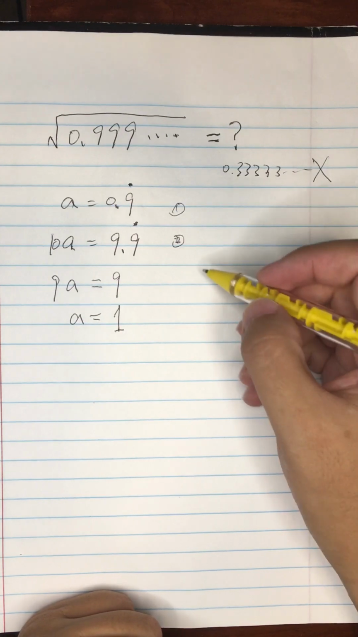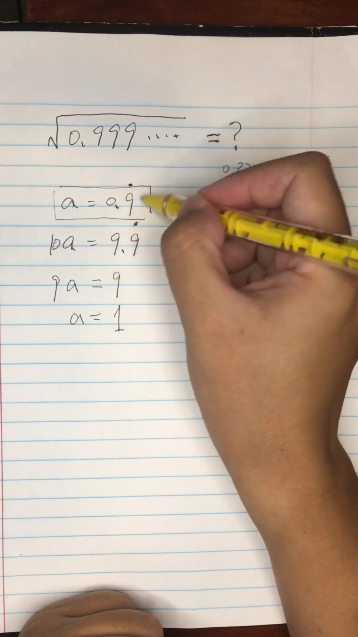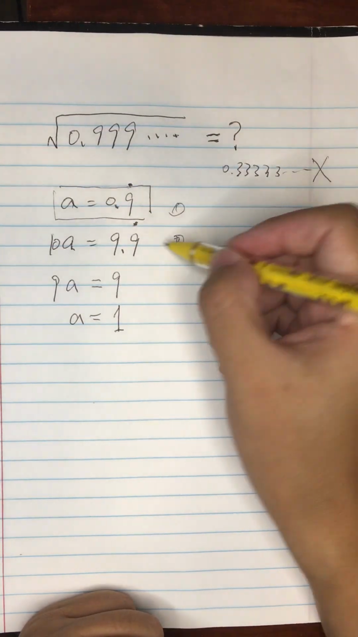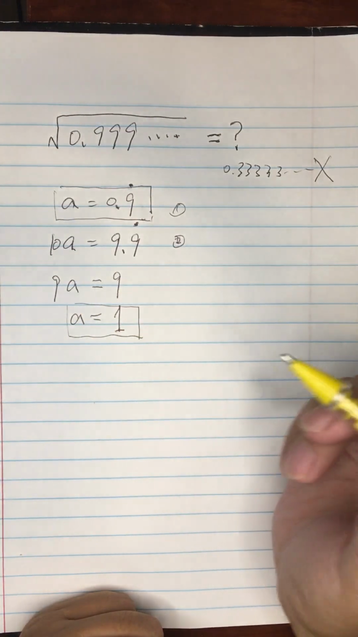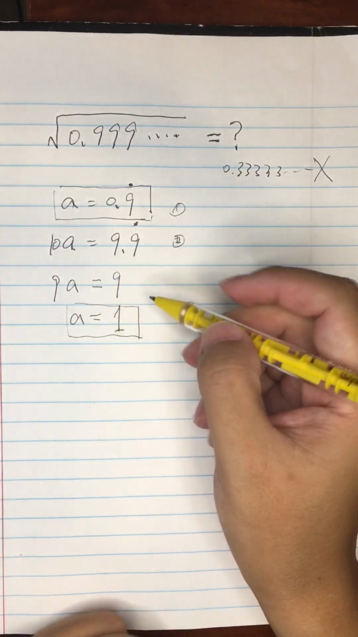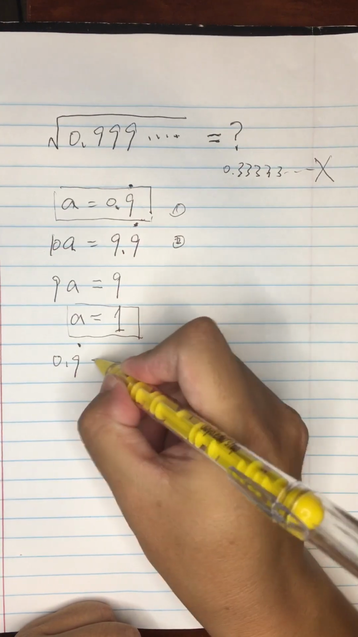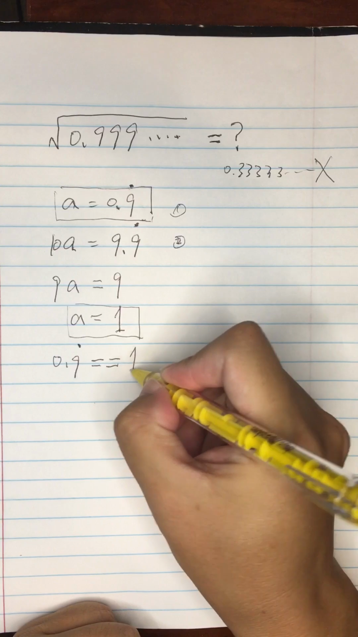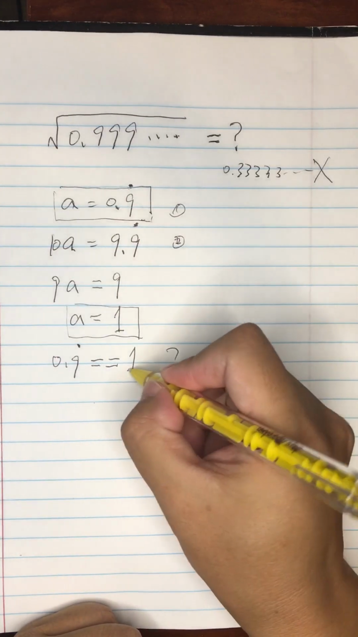Are you surprised? Here we defined A equals 0.9 with 9s repeating forever, but here we have derived A equals 1. So what does it mean? Does it mean 0.9 with 9s repeating forever equals 1? Is that true? Let's think about it.